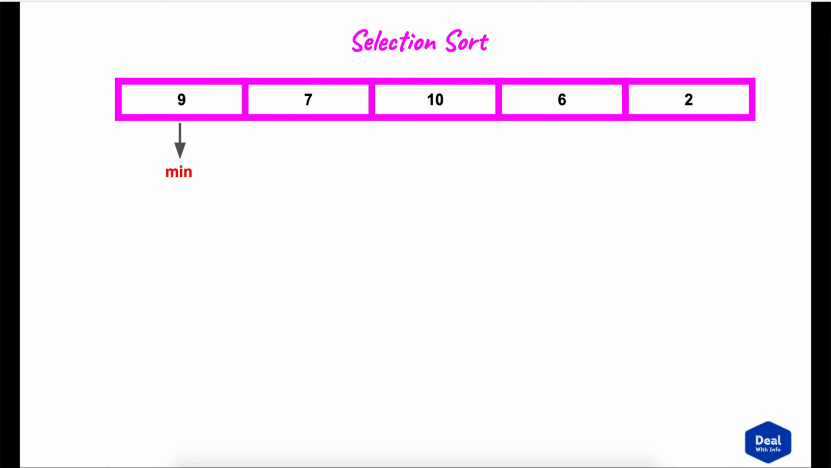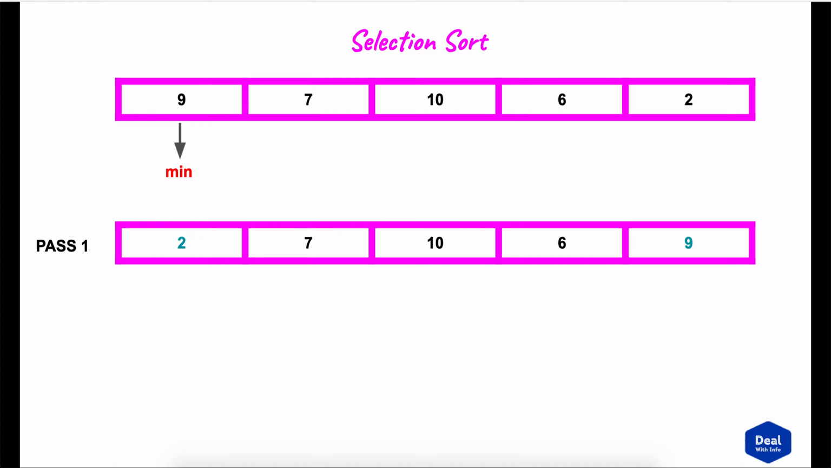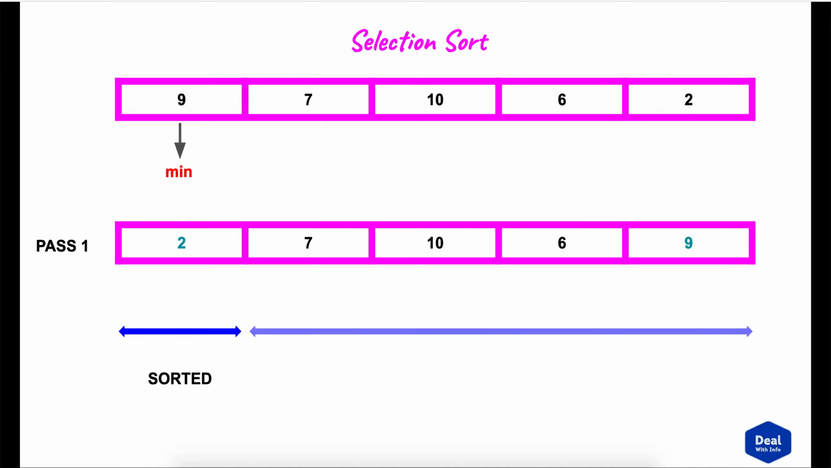7 is compared to 6. 6, which is lesser than 7, becomes the minimum element. Again, 6 is compared with 2. 2, which is lesser than 6, will become the minimum element. At the end of pass 1, 2 and 9 get interchanged. We'll be having an array like this: 2, 7, 10, 6 and 9. 2 will be in the sorted subarray. The remaining elements, which are 7, 10, 6 and 9, will be in the unsorted subarray.